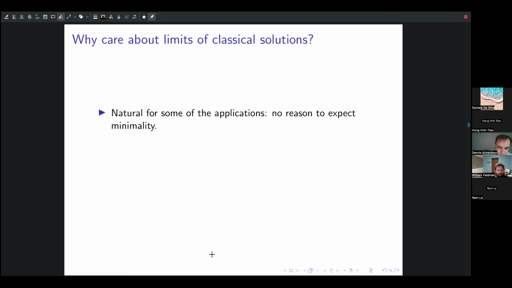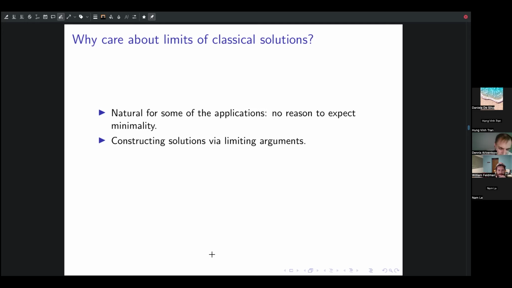So why do I care about limits of classical solutions? One reason is that for some of the applications I mentioned, there's no reason to look at minimizers. If I'm studying water waves, they're not minimizing anything. They're just stationary solutions of the Euler equation. If I'm studying parabolic equations, they're not minimizing anything either. If I'm getting these as stationary limits of parabolic equations, there's no minimality there. There are shape optimization problems of min-max type, and those give you things which are not minimizing. So there are reasonable applications of this problem that focus on solutions that are not necessarily minimizing.